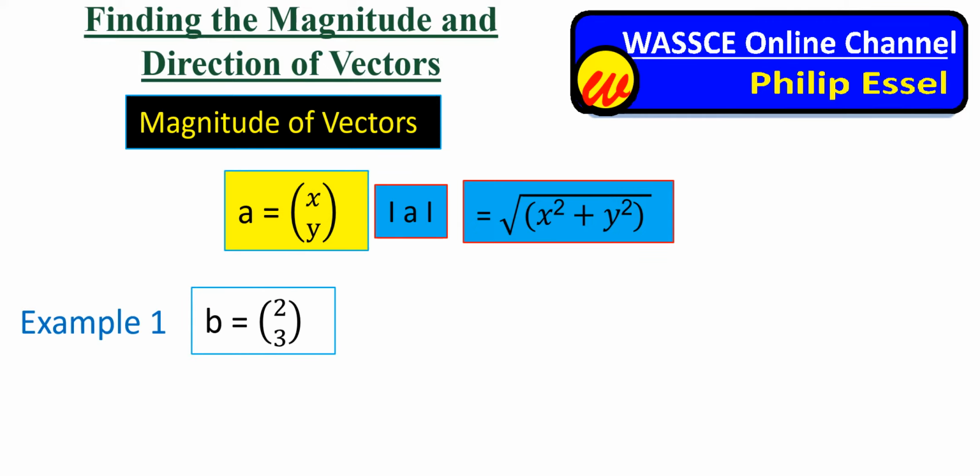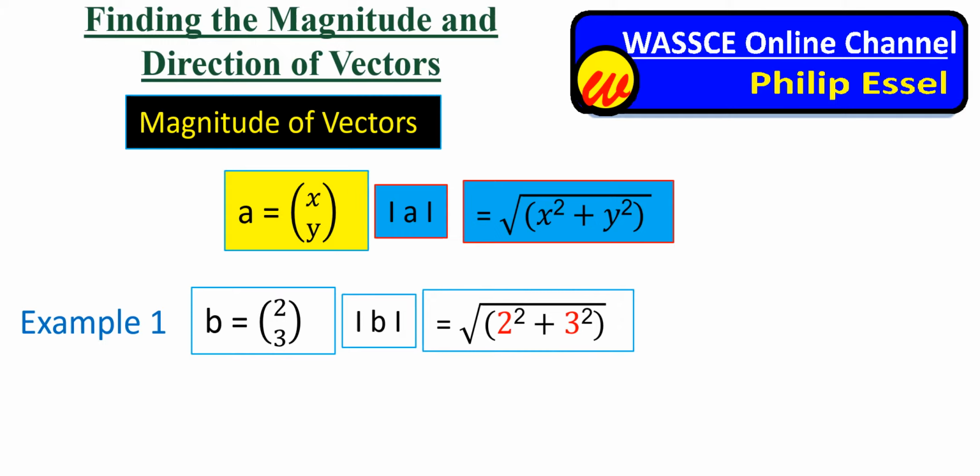Example 1. We have the vector b equals (2, 3). The x component is 2 and the y component of this vector is 3. Let's find the magnitude of the vector b. From the formula above, when you are given a vector with x and y components, all you need to do is to take the square root, with the x component squared plus the y component squared in brackets. So that's what we are going to do.